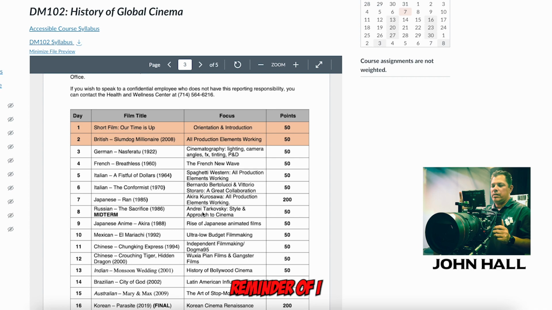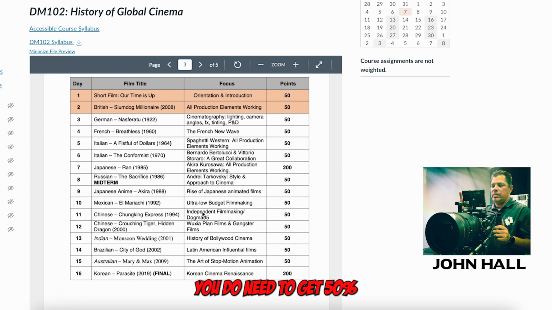Again, the quick reminder is you do need to get 50% on both assignments to keep your points. Otherwise, both assignments turn into zeros. And you do have these little bonus points right here that should help you out.